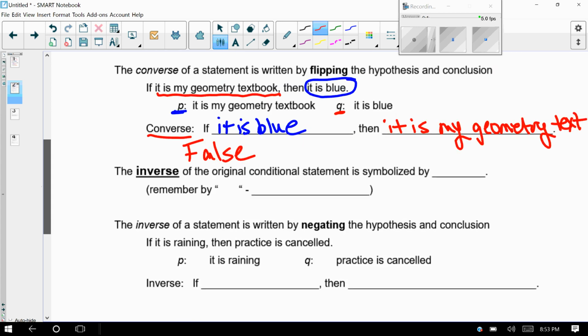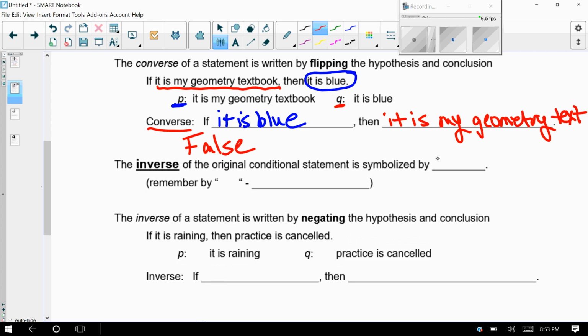The inverse. The inverse is symbolized by not P, arrow, not Q. So remember this little tilde means not. We're going to negate it. This is not. Don't forget. This means not. And then we have not right here. We're going to negate it. So we're going to remember inverse by n-verse. N means negate, right? We're going to negate it. Leave it as a conditional statement and negate it.